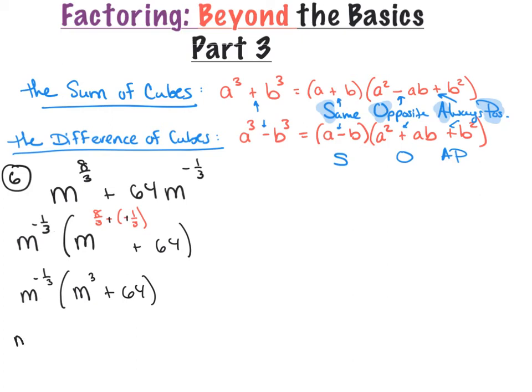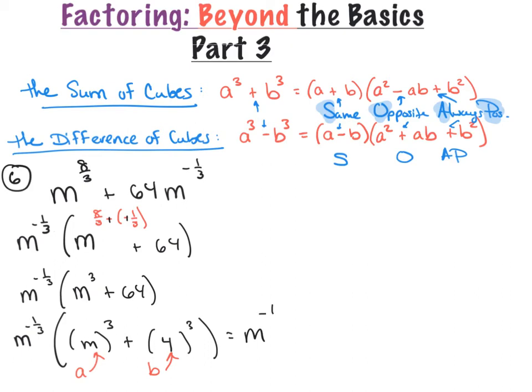So when we rewrite that as something cubed plus something else cubed, let's see, what cubed to be m cubed? Oh, that's easy, that's just m. And what number do you multiply by itself 3 times to make 64? Now be careful, 64 is a perfect square and a perfect cube, so that would be 4. 4 times 4 times 4 is 64. So for our formula, A is m and B is 4. So don't forget to write your greatest common factor in front when you're factoring out.